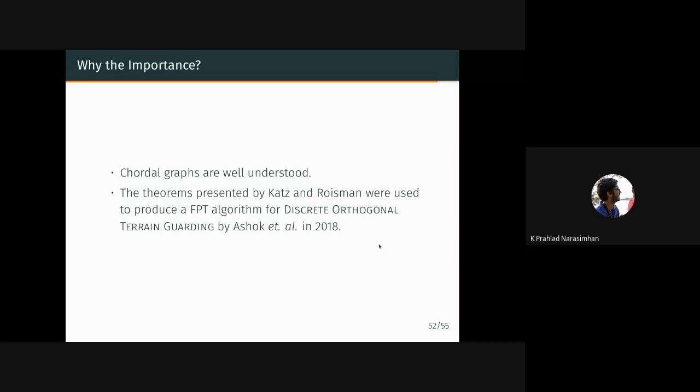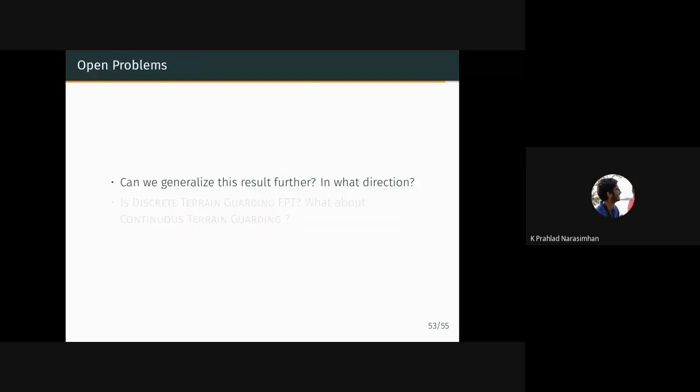And the second one, as I promised, was that the theorems that Katz and Roisman presented were exactly the ones that Ashok, Saket, and so on all used in 2018 to produce an FPT algorithm for discrete orthogonal terrain guarding. So this will help give us a bunch of open problems. The first one being, can we generalize this result further? We already know that we can't do it if G and C are touching, okay? But can we extend it in some other direction?